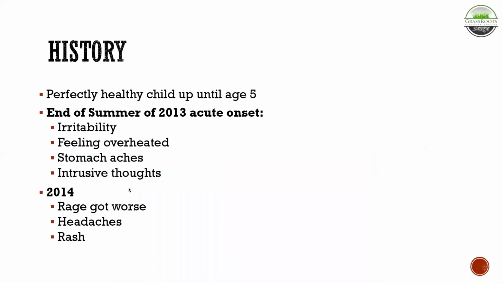So Michael's history: he was a perfectly healthy child up until age 5, developed just like he was supposed to, no issues, no health problems. What happened is in the summer of 2013, he went on a trip with his family to Ohio and Pennsylvania. And at the end of that summer trip, he had an acute onset of irritability. He kept feeling like his neck was really hot and overheated, which makes sense when we look at what parts of the brain this autoimmune encephalitis will affect. And he had stomach aches, he had intrusive thoughts, and this was completely out of the norm for Michael.